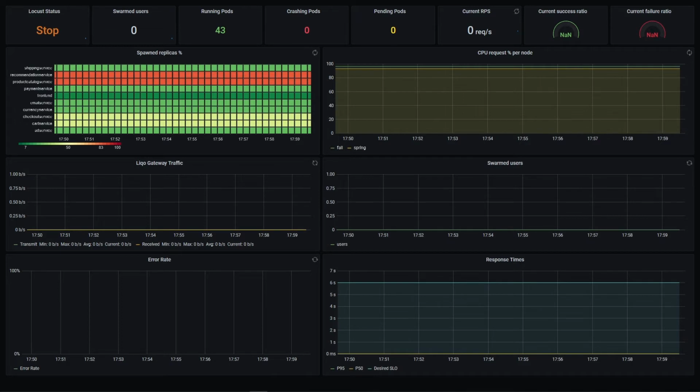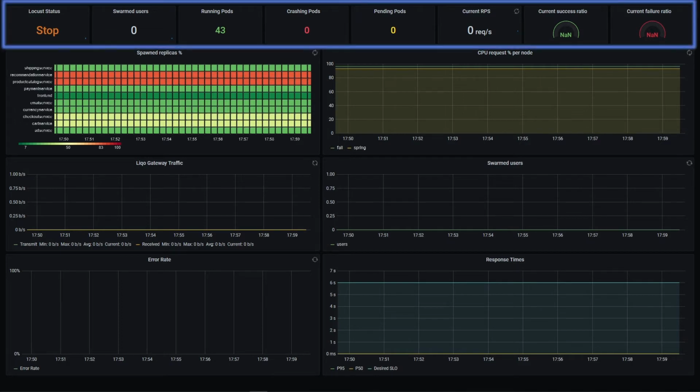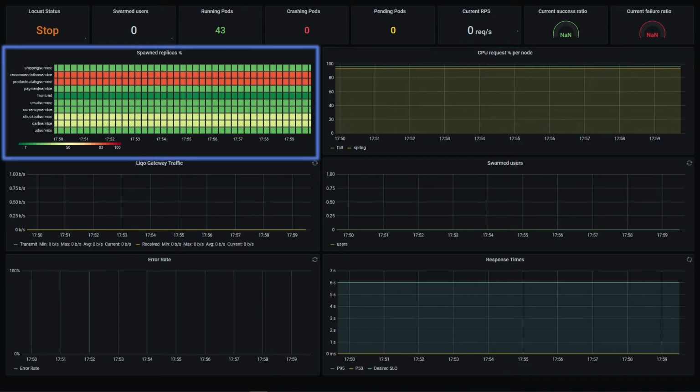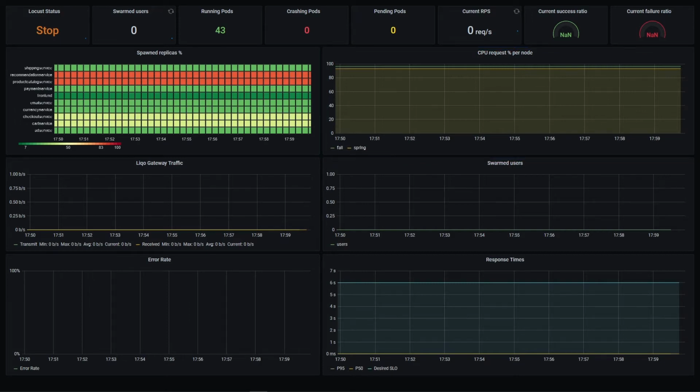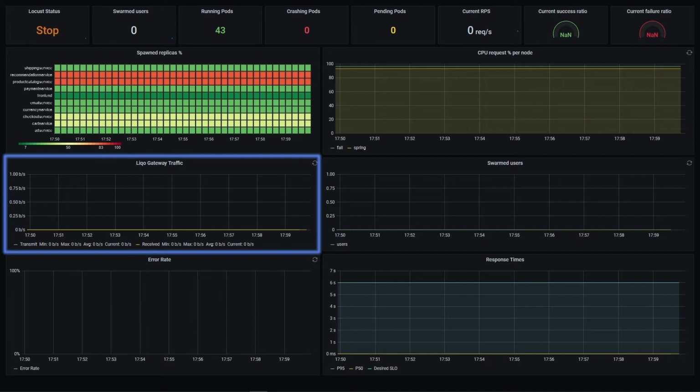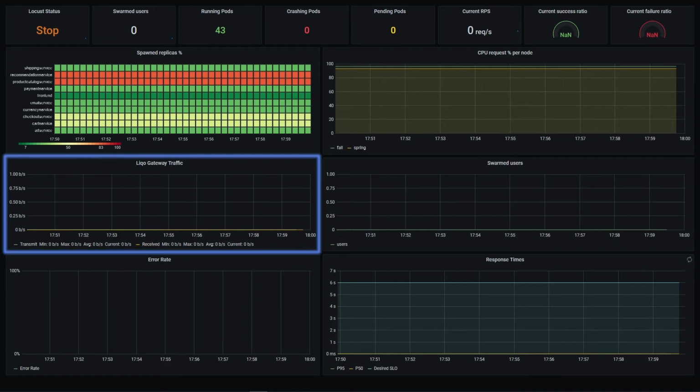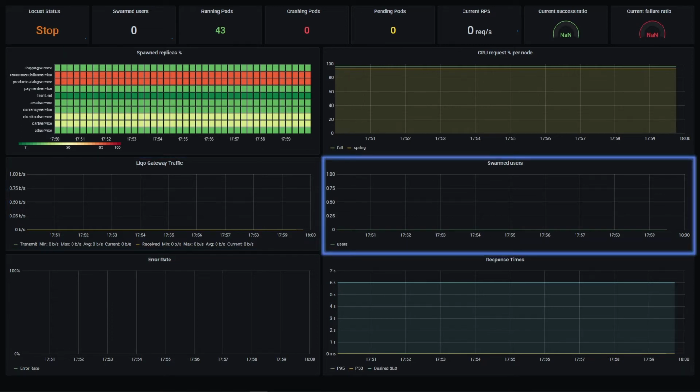Below, in the next rows, you can find some information about test status, the amount of pods for each deployment, and the resources still available in the cluster. By the way, you can see that our cluster is already almost full. In the third row, we have the traffic exchanged by the two Liqo clusters, that obviously is zero at the beginning, when we have only one cluster, the one on-prem, and the number of emulated users that are buying from you over time.